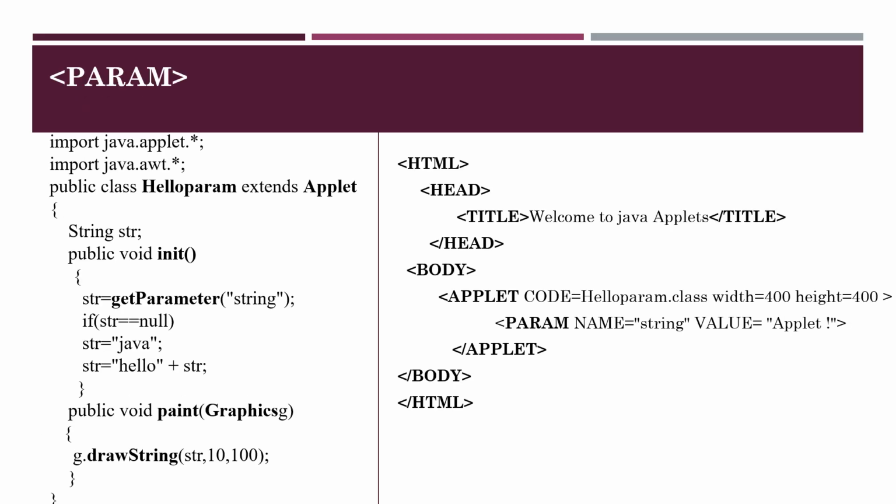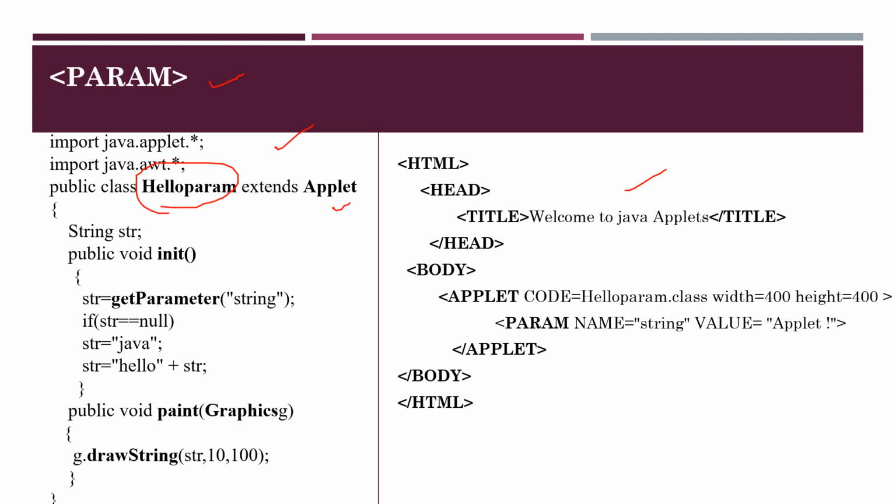Now we are going to learn how to pass a value from the HTML page into the Java applet using the param tag. Let's break it into two parts: this is the Java code, and the HTML code is on the right. We have the class called HelloParam, which extends Applet, meaning it is a Java applet.